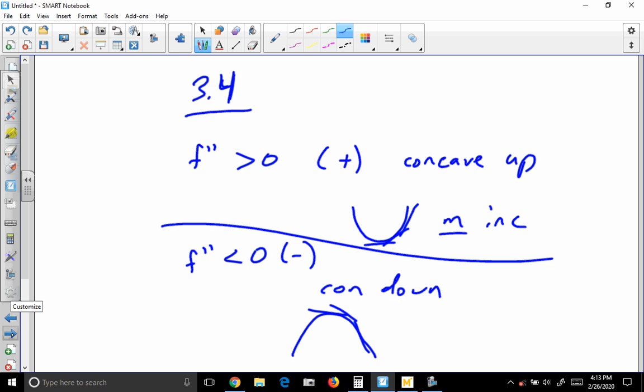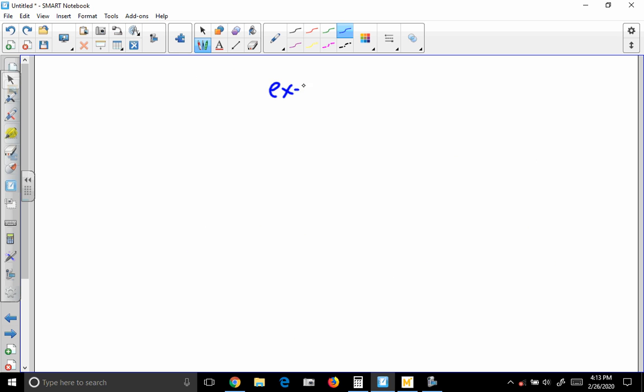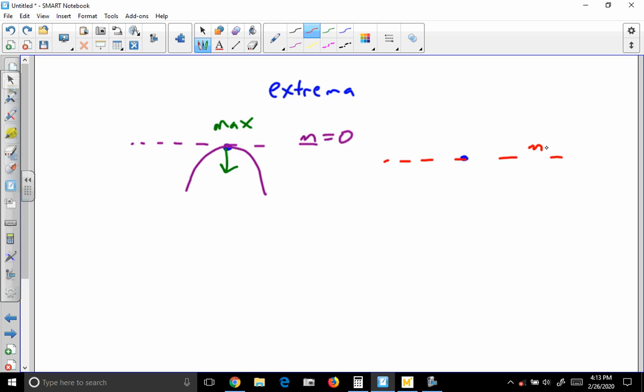So we can use this not only to find inflection points, we can also use it to find extrema. If we have a critical point, so a point where the first derivative is 0, the slope is 0, if we are concave down at that point, then that is a maximum. On the other hand, if we have a critical point, the slope is 0, if we're concave up at that critical point, then we have a minimum. So this is what's known as the second derivative test.